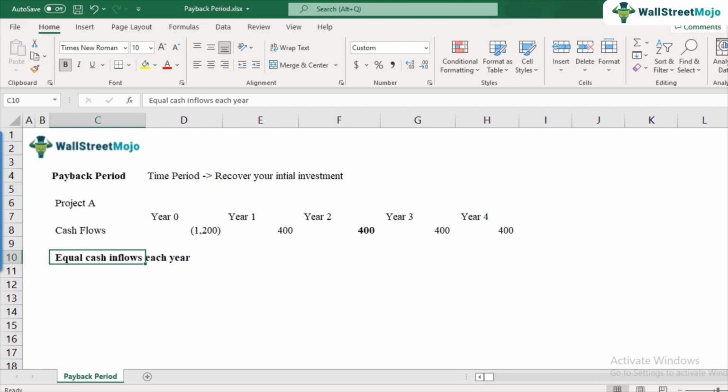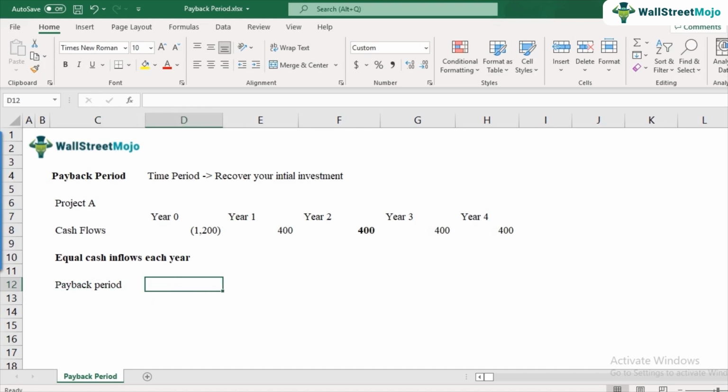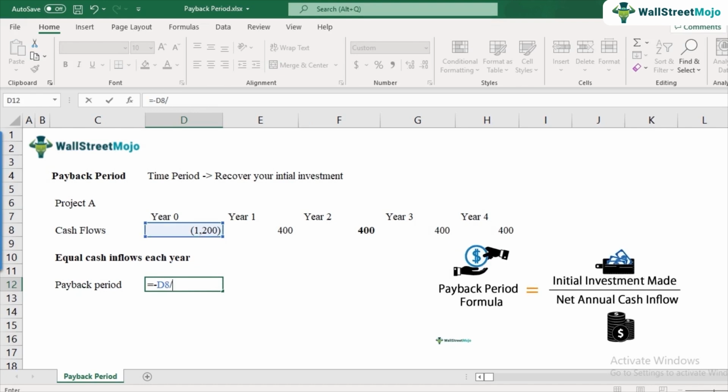If this is true, the formula for payback period is very simple. The formula for payback period will be how much is your initial amount, that is 1200, divided by your annual cash inflows. And how much is that? And that is 400 in this case. So this comes out to be 3 years.